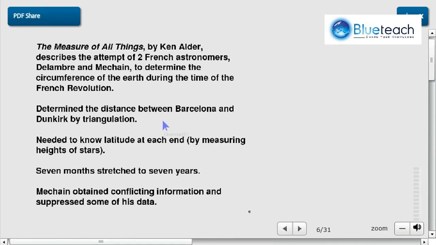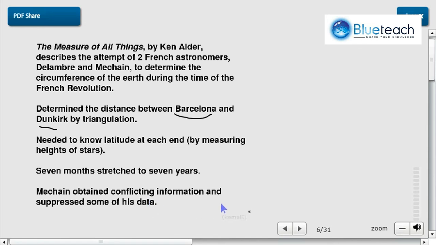So they determined the distance between Barcelona and Dunkirk by triangulation. They needed to know the latitude of each end by measuring the height of stars. So initially they thought it would take them 7 months, but it really took them 7 years. And Méchain obtained conflicting information and he had to track back some of his data.